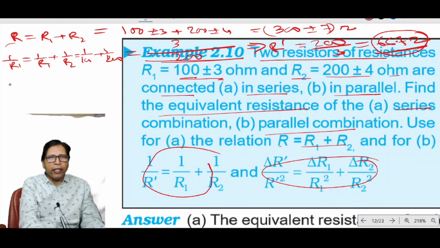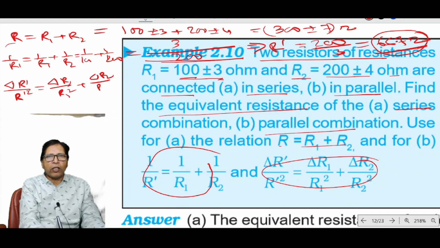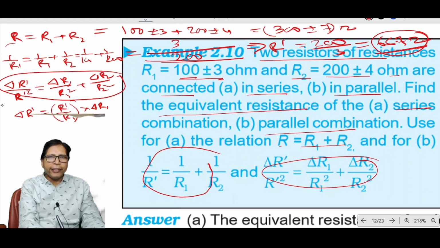Now we have to calculate error. Look at this: delta R dash by R dash square equals delta R1 by R1 square plus delta R2 by R2 square. So delta R dash equals R dash by R1 whole square into delta R1, because this equation is multiplied by R dash square, plus R dash by R2 whole square into delta R2.